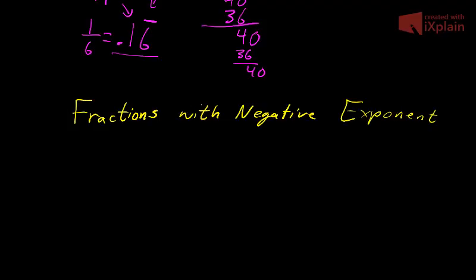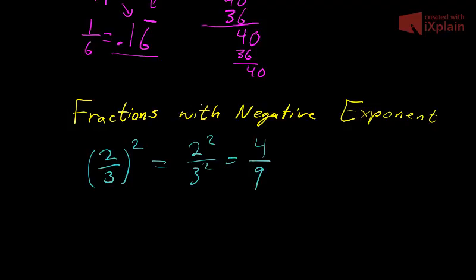And I'm going to start by reviewing a couple things about fractions and exponents in general. So for example, let's do a quick fraction problem with just any exponent. If I have 2/3 squared, what that looks like is that my exponent goes inside and I end up with 2 squared over 3 squared, which is going to be 4/9. And this is how all exponents with fractions work.